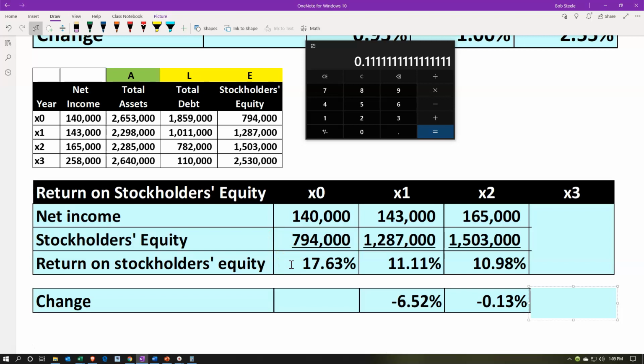But too much leverage can come with risk as well. So you got to consider the amount of risk. So it might be as to whether or not you deleverage or not when you're considering this ratio.